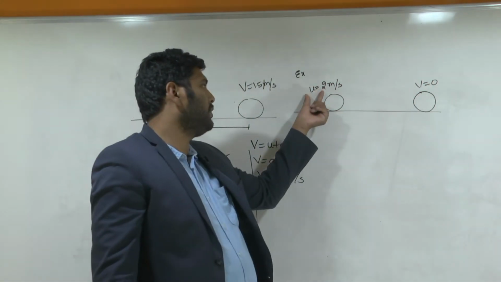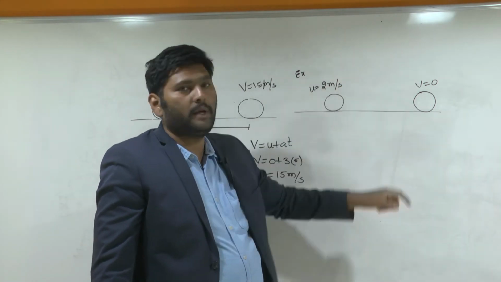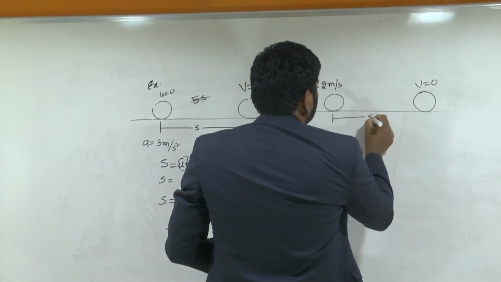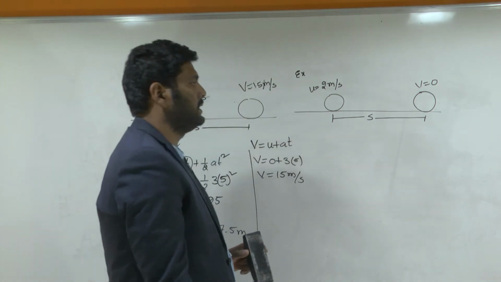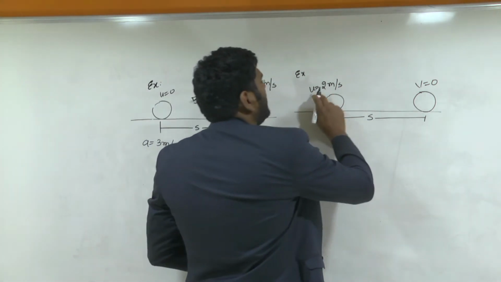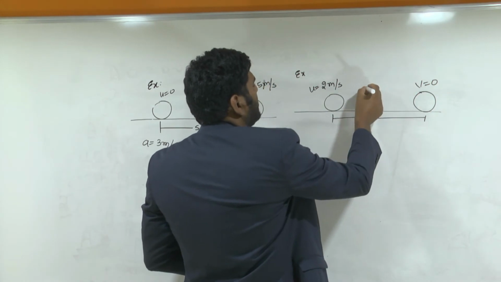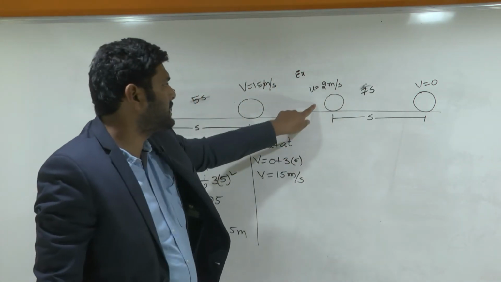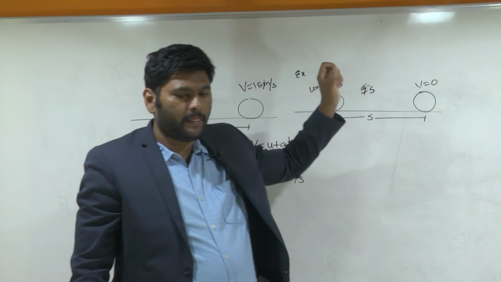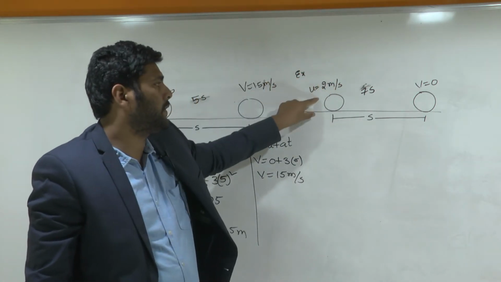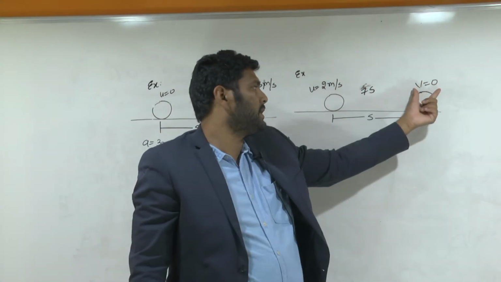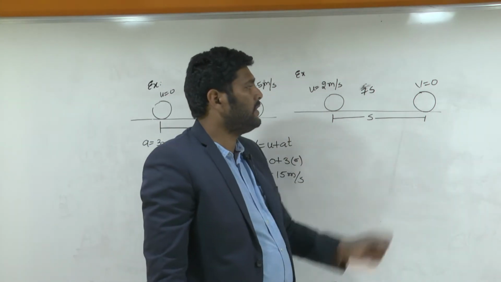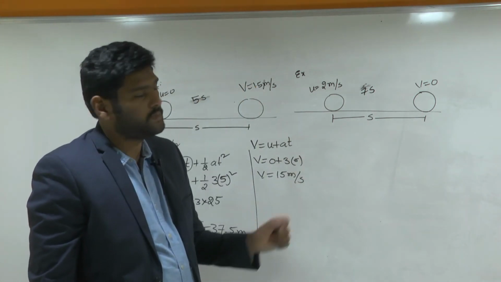Initially, it has a velocity of how much? 2 meters per second. After some time, its velocity becomes 0. In the meanwhile, it is displaced by something like S. Here its velocity becomes 0 after 7 seconds, and it starts with 2 meters per second velocity. Now my first question is, what is the displacement of the object?